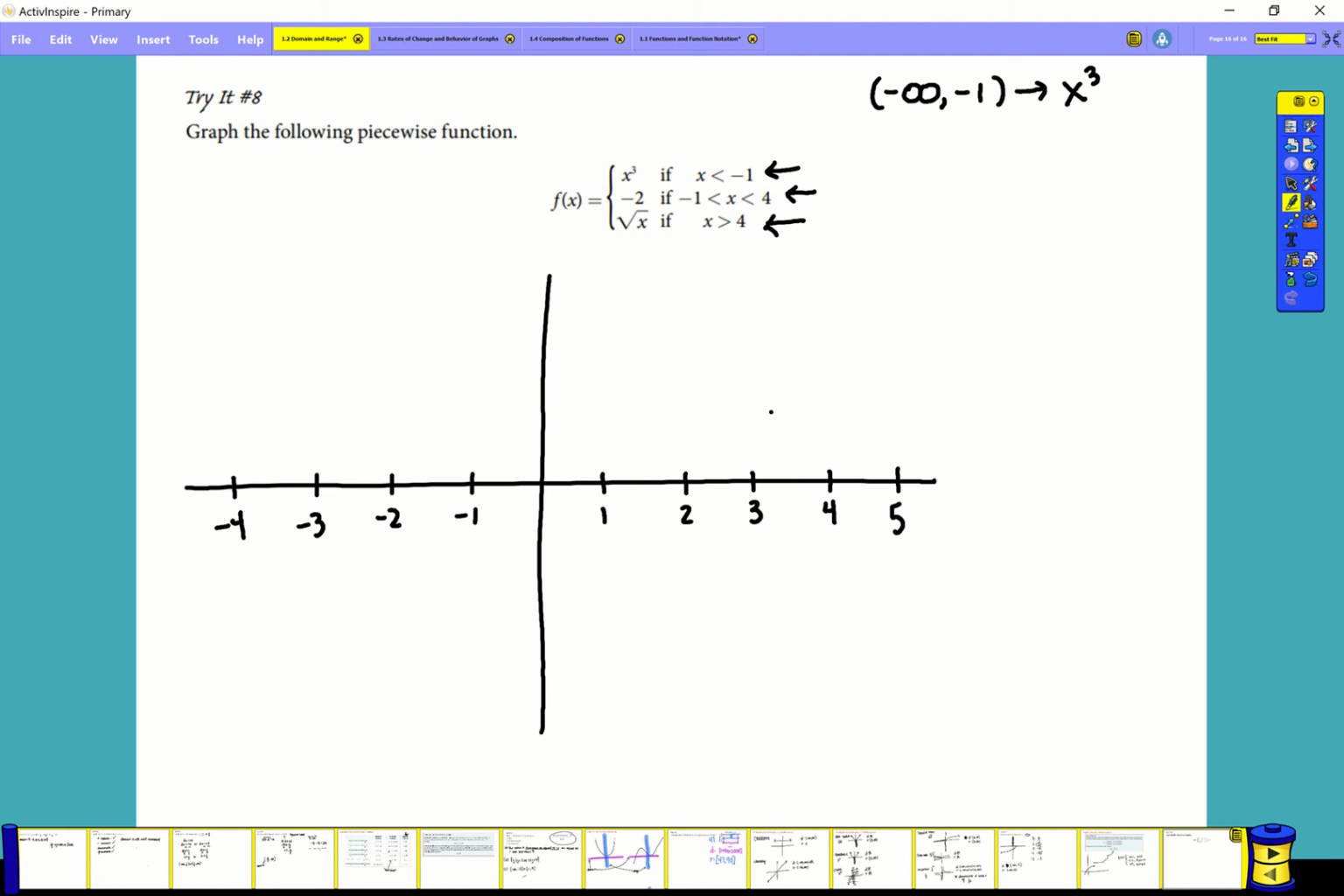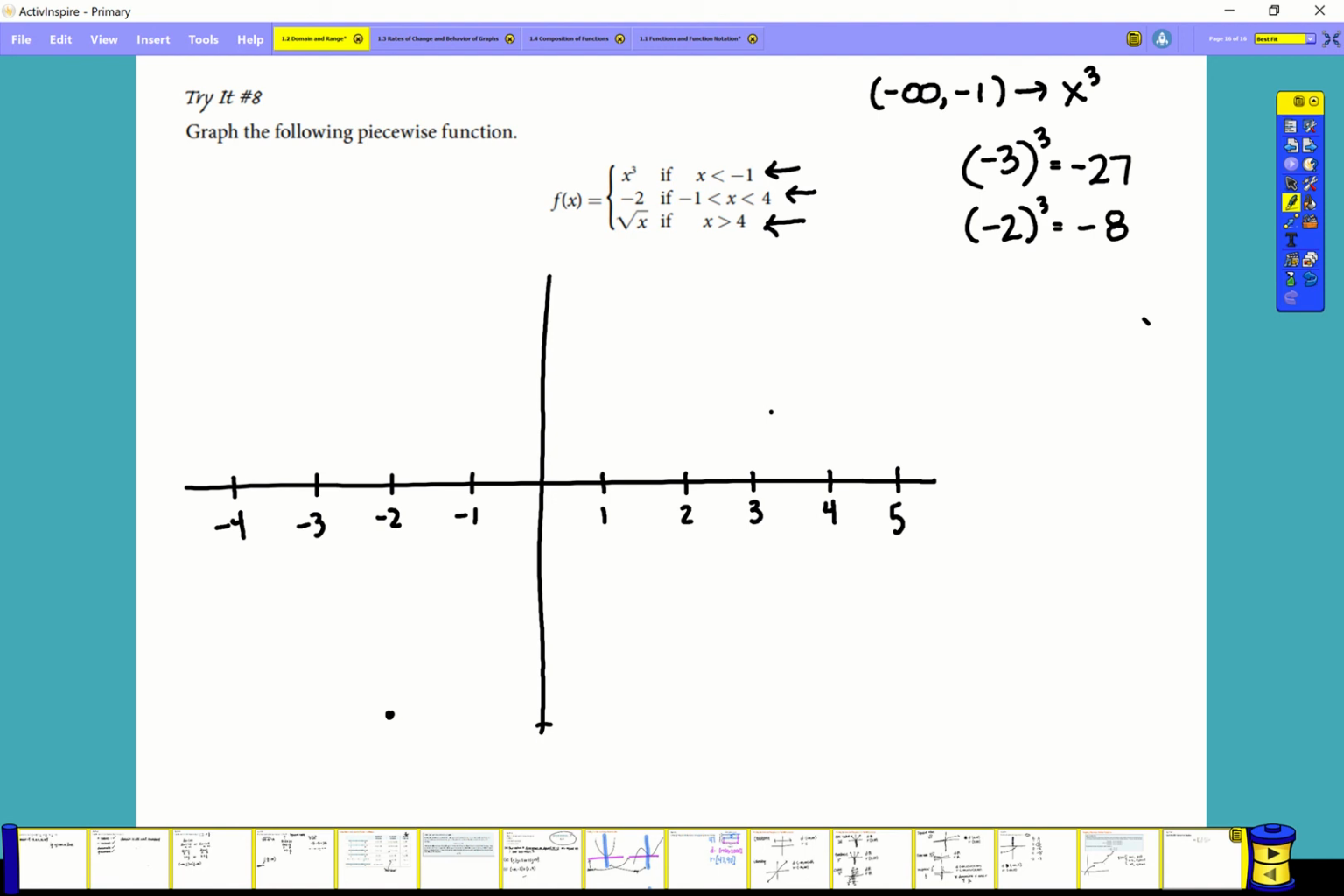For anything less than negative 1, not including negative 1, it's going to be x cubed. So what is negative 3 cubed? Well, that's negative 3 times negative 3, which is 9, times negative 3, which is negative 27. So it's going to be way down there, not really on our graph. Now negative 2 cubed is negative 2 times negative 2, which is 4, times negative 2, which is negative 8. So we'll pretend that this is somewhere down here.